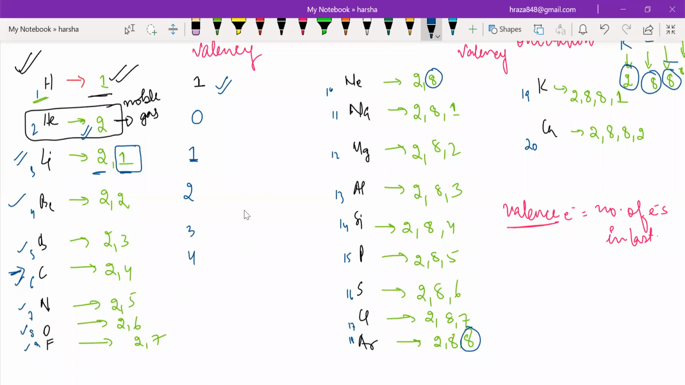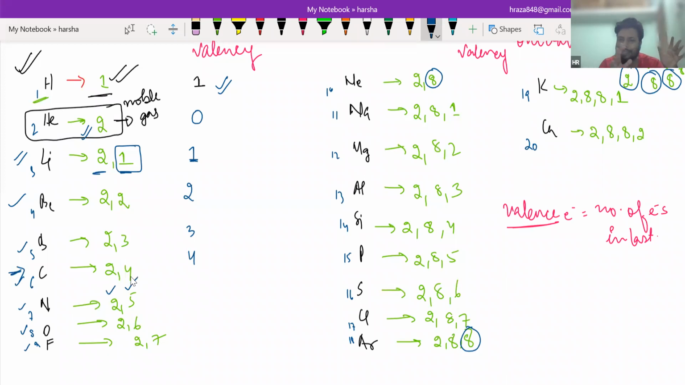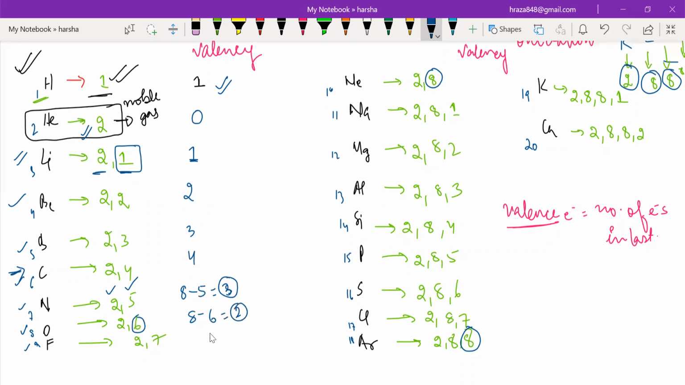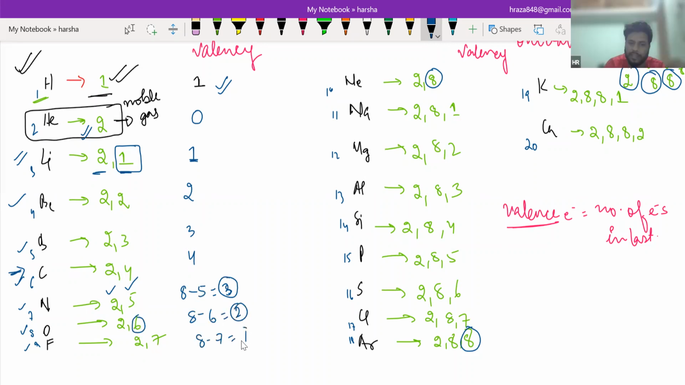Now see, this is the first shell, this is the second shell, that is the last shell. If valence electrons are more than 4, the valency will be 8 minus whatever the number is. Here you can see 5, so 8 minus 5, the valency is 3. Here 6, 8 minus 6, the valency is 2. Here 7, 8 minus 7, the valency is 1. So fluorine valency is 1, oxygen 2, nitrogen 3, carbon 4, boron 3, beryllium 2, lithium 1, helium 0, and hydrogen 1.